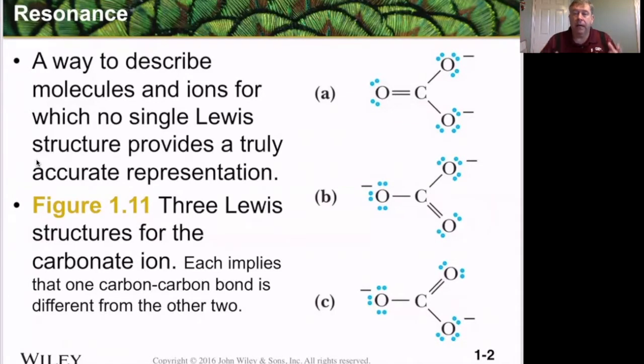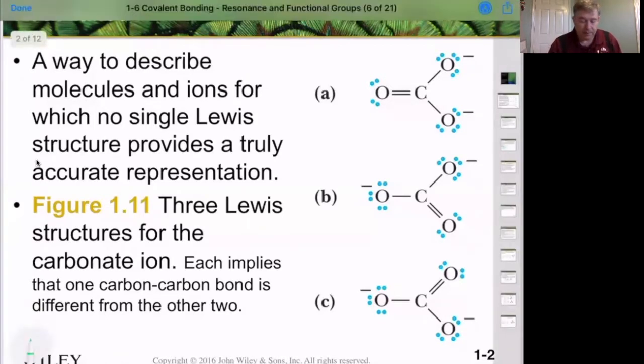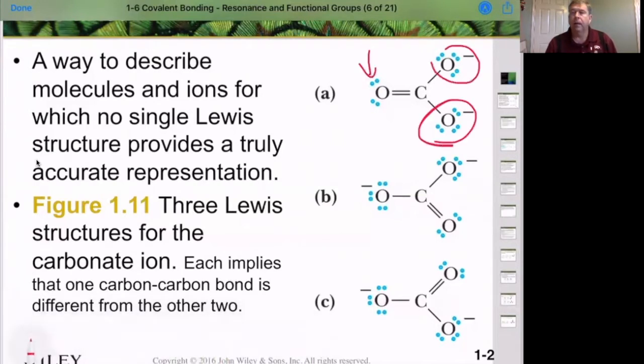But there are times and places where we will see that no one drawing of our Lewis dot structure tells the whole story accurately. For example, in this case that we see here, why is this charge here and here, but not here? They seem to be equivalent. We don't know that there is any difference there. So this one representation of a Lewis dot structure does not tell the whole story.